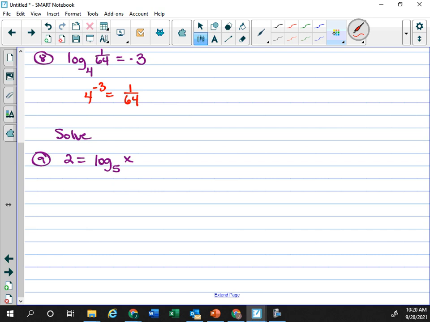Okay, so if I rewrote it as an exponential equation, what would it be? 5 squared equals x. Yeah, 5 squared equals x. Okay, so that's it. 25 equals x. Not bad, right?